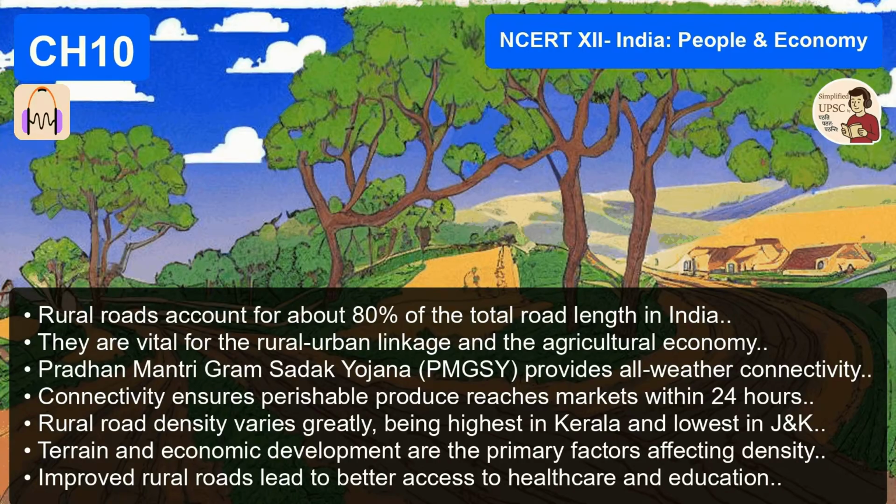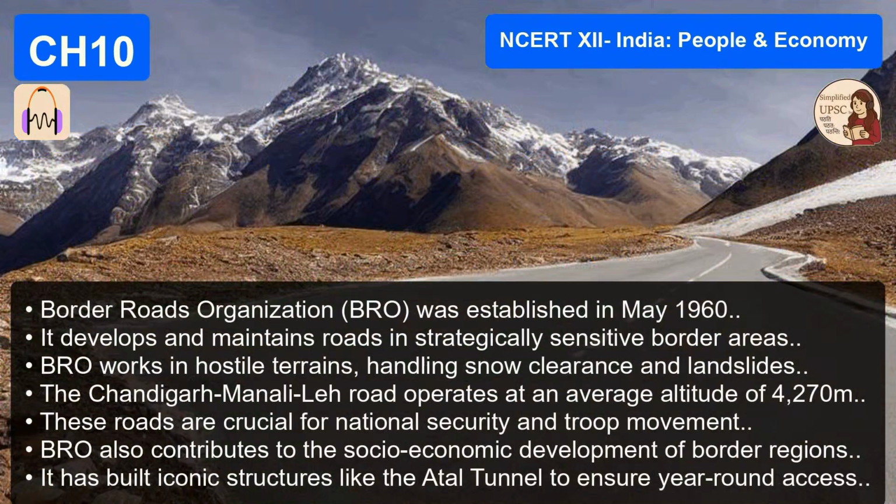It's about the rural-urban linkage. Think about agriculture. You cannot have a functioning agricultural economy if the farmer can't get their perishable produce to the market within 24 hours. Right. If the road is bad, the tomatoes rot. Exactly. The text mentions the Pradhan Mantri Gram Sadak Yojana, PMGSY, as a key scheme here. It's not just about building roads, it's economic enablement.